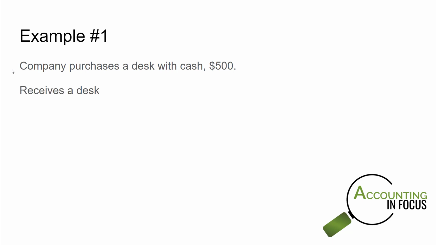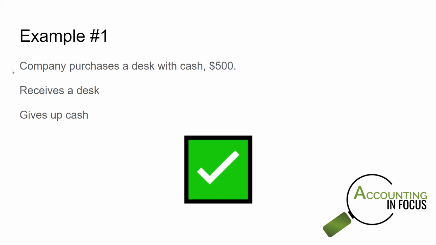Okay, so the first example, the company purchases a desk with cash for $500. All right, so let's think about this. What are they receiving? They're receiving a desk, right? That's pretty easy. What are they giving up? They're giving up cash. So yes, we have a transaction. Woohoo! Okay, so that one's pretty easy, right? That was pretty simple. Receives a desk, gives up cash, transaction. Boom.